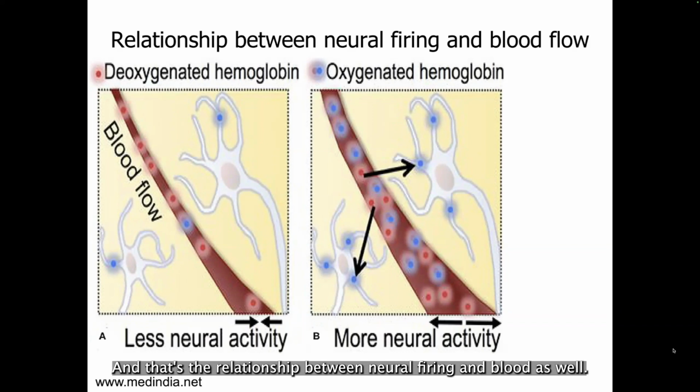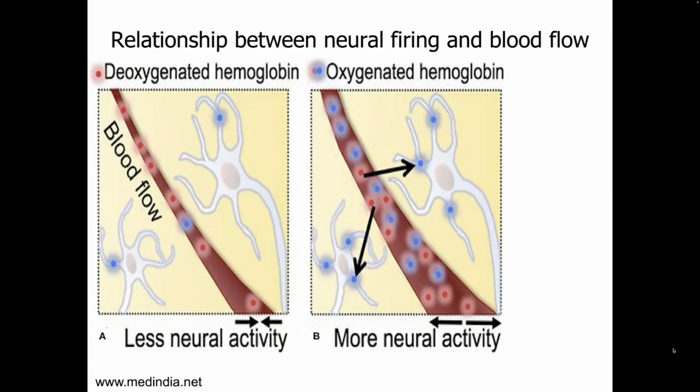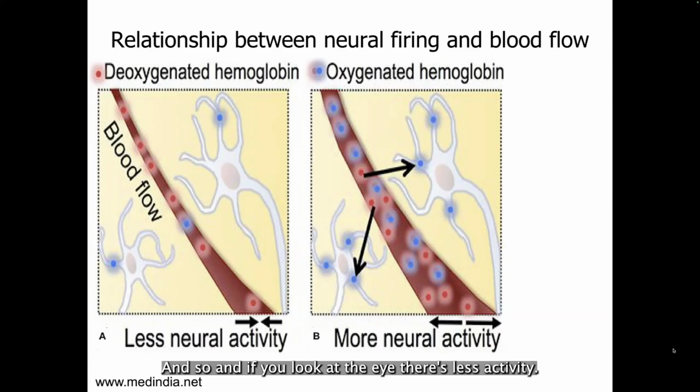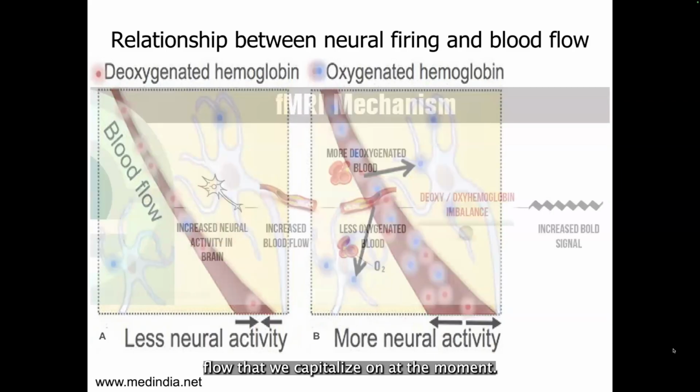And that's the relationship between neural firing and blood flow. If you look at the A, there's less neural activity, and so there's less flow. But then in B, there's more neural activity, and now the vasculature expands, there's more oxyhemoglobin coming in, and there's greater flow. So there's a direct relationship between neural firing and blood flow that we capitalize on in fMRI.